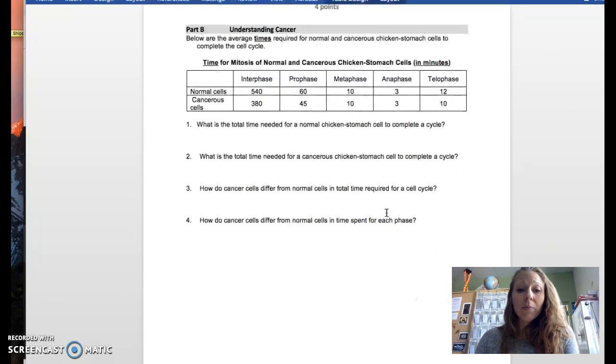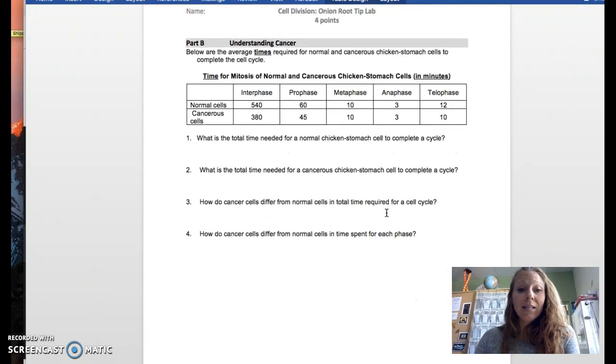Then we're going to be starting to talk about cancer next class, and so this is our introduction. And so this should be pretty quick. Let me know if you have any questions. I'll be there for the first 10 minutes of class and maybe the last 10 minutes of class. All right, I'll see you guys tomorrow.